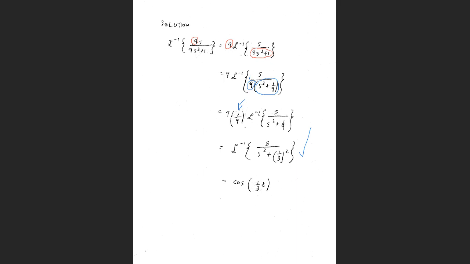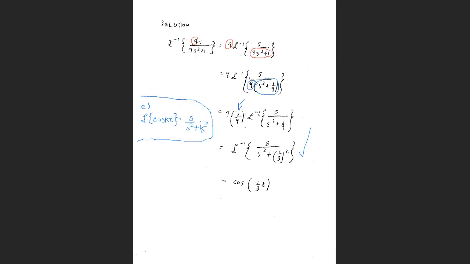Okay, and we know from the table, that's formula E from the table of Laplace transforms from section 7.1, that the Laplace transform of the cosine of kt equals s divided by s squared plus k squared. Right?